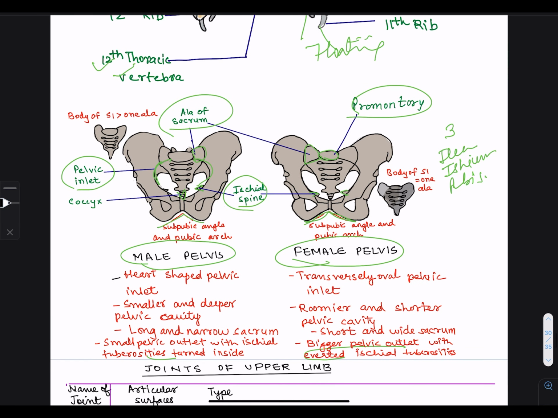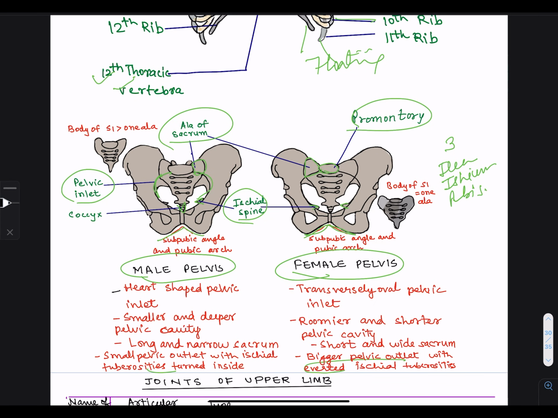The difference between male and female pelvises are shown here. The male pelvis has a heart-shaped pelvic inlet, while the female pelvis has a transversely oval pelvic inlet, and a smaller and deeper pelvic cavity is found in male pelvis, while the female pelvis has a roomier and shorter pelvic cavity.